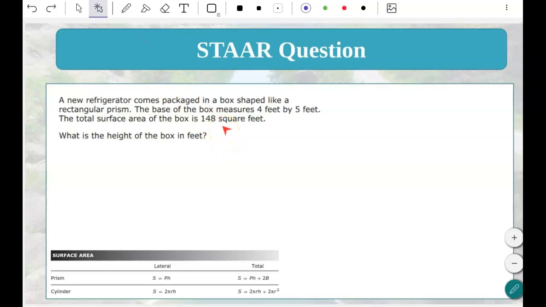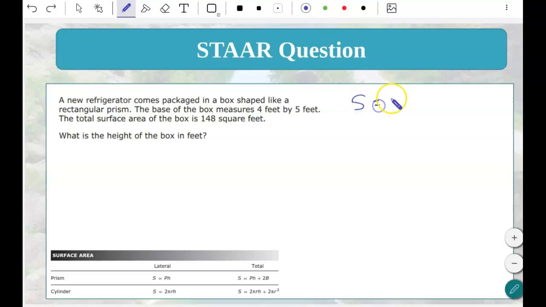Says a new refrigerator comes packaged in a box shaped like a rectangular prism. The base of the box measures 4 feet by 5 feet. The total surface area of the box is 148 square feet. What is the height of the box in feet? So they're giving us the total surface area, and it's a prism, so we're going to use this formula. So let's start with that formula.